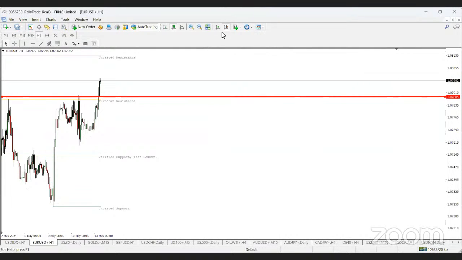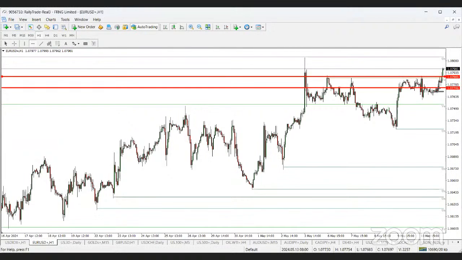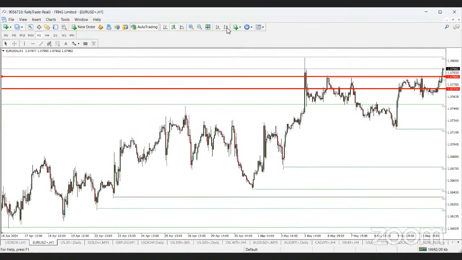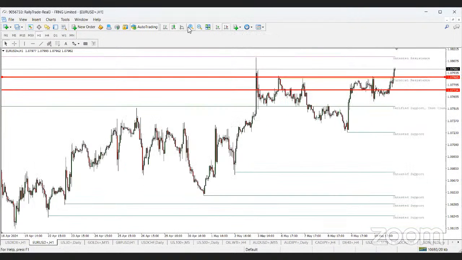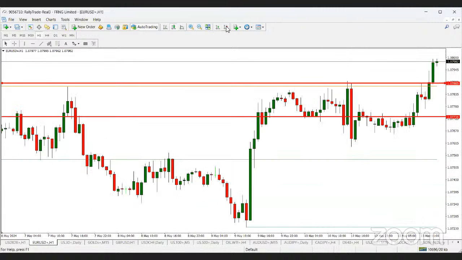Now, in terms of looking out for a sell, I'll only look out for a sell if price can close below 1.07730. The reason I'm doing that is because I'm looking out to sell below.